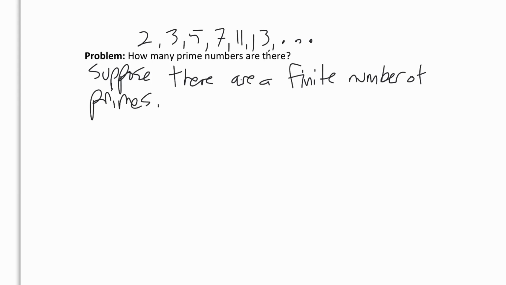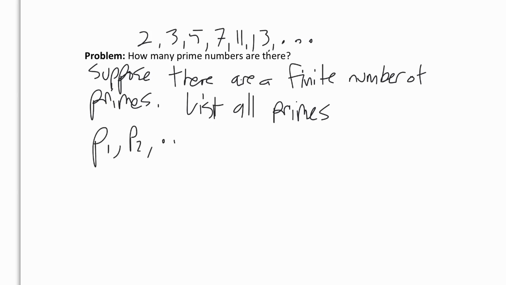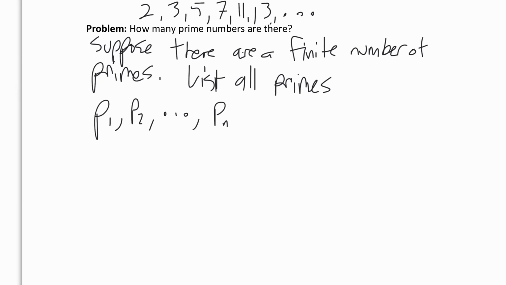Well, what we do is we list them all. So we're going to list all primes. Because if there are a finite number of them, then that means you could count them. There's a list. So we're going to list them as P1, P2, all the way to Pn. Pn being that last prime. Well, now what we're going to do is we're going to make a new number. We're going to consider the number you get when you take P1 and you times P2 and you times all the way up to Pn.